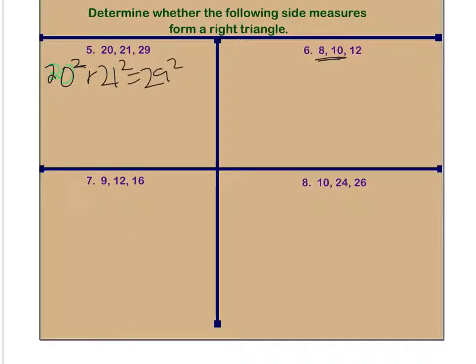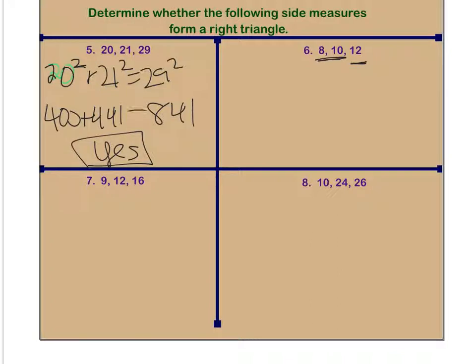You'll always do short two to the third one. So 20 squared is 400, 21 squared is 441, 29 squared is 841, and check it. Yes, that works. Yes, those two are equal.